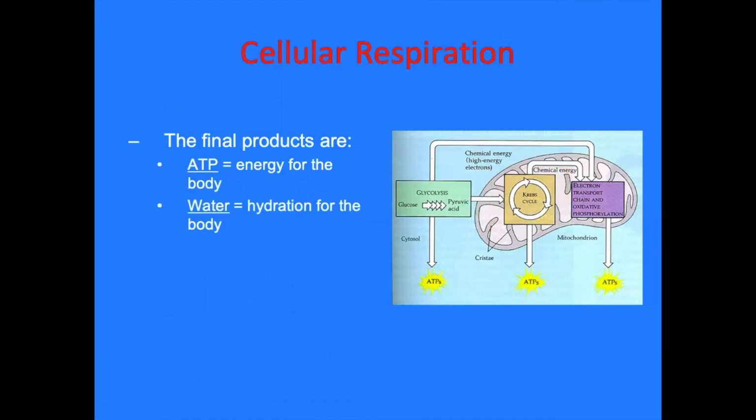So our final products, we have, like I said, ATP, because that's what we wanted. That was the point. And water and carbon dioxide. Why? Because that's what the carbohydrate was made out of.